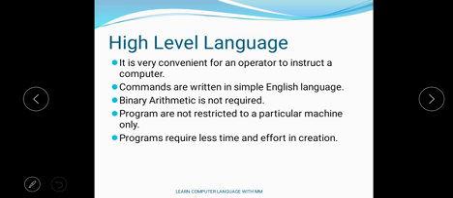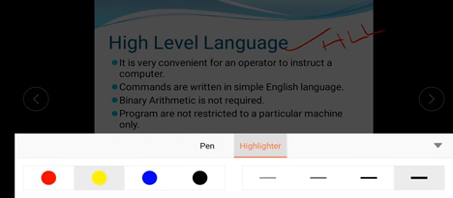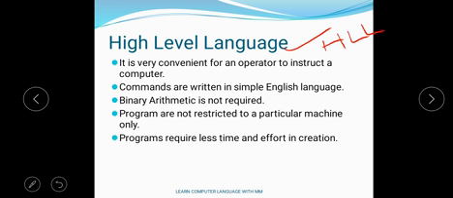Here we come to the third language, our high level language. It is very convenient for an operator to instruct a computer. Commands are written in simple English language. Whatever we are writing, the commands are in very simple English. Binary arithmetic is not required. It is not compulsory to use binary or arithmetic.